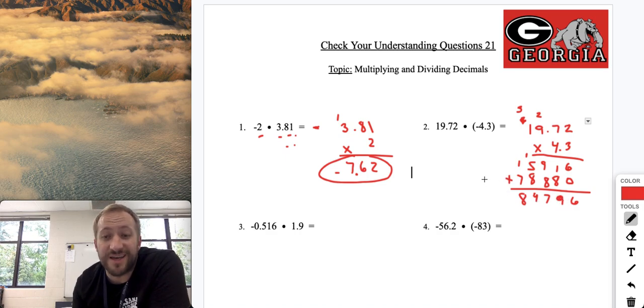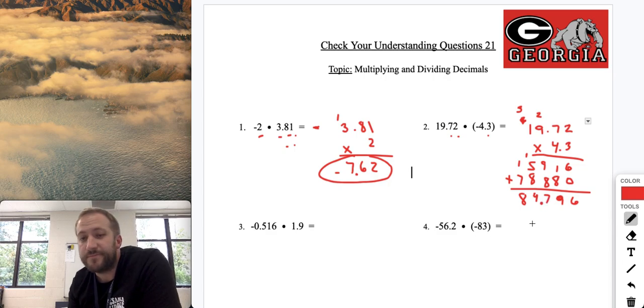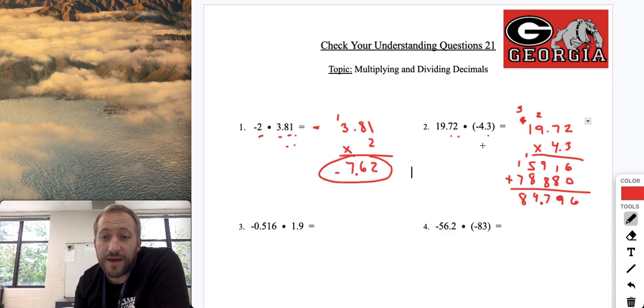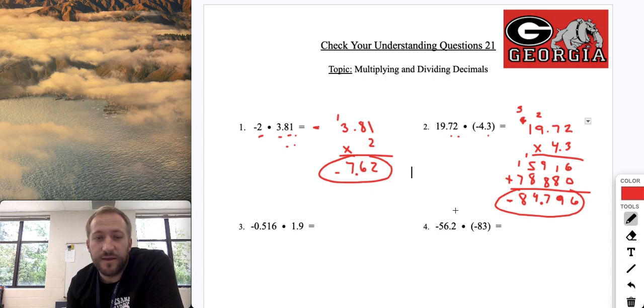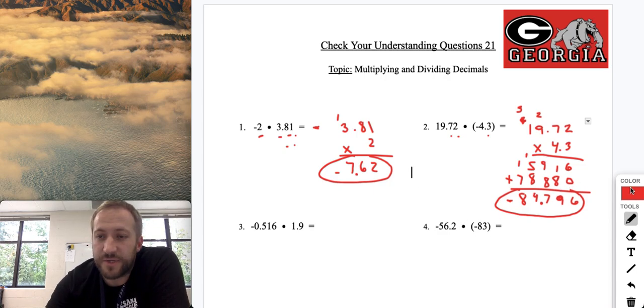I need to figure out where the decimal is going to go. I got 1, 2, 3 numbers behind the decimal in my problem. I want 1, 2, 3 numbers behind the decimal in my answer. And I have a positive times a negative. That's going to give me a negative answer with multiplication. So there we go. Let's look at this one. Let me scroll down a little bit.